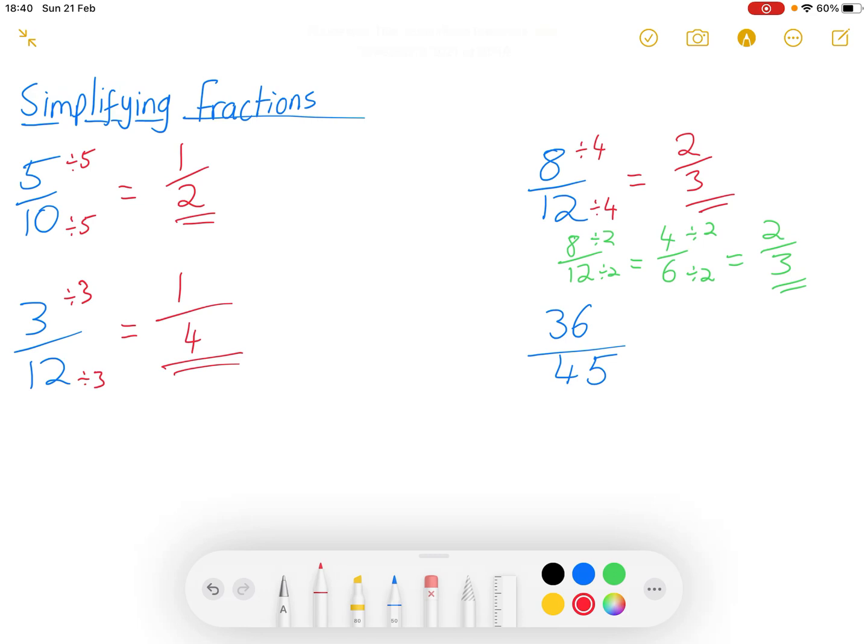So lastly, 36 and 45 are in the 9 times table, so divide them both by 9. 36 divided by 9 is 4, 45 divided by 9 is 5, and that's that.